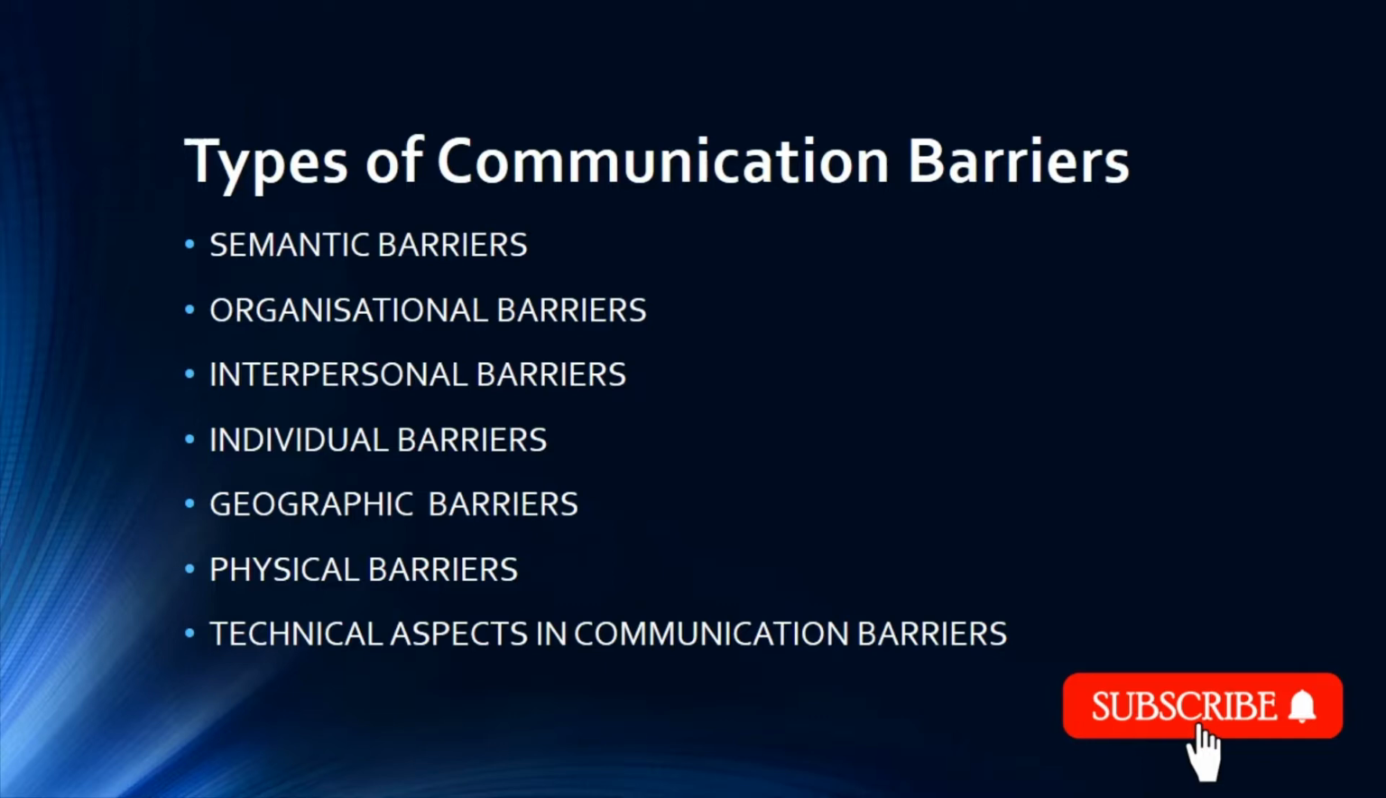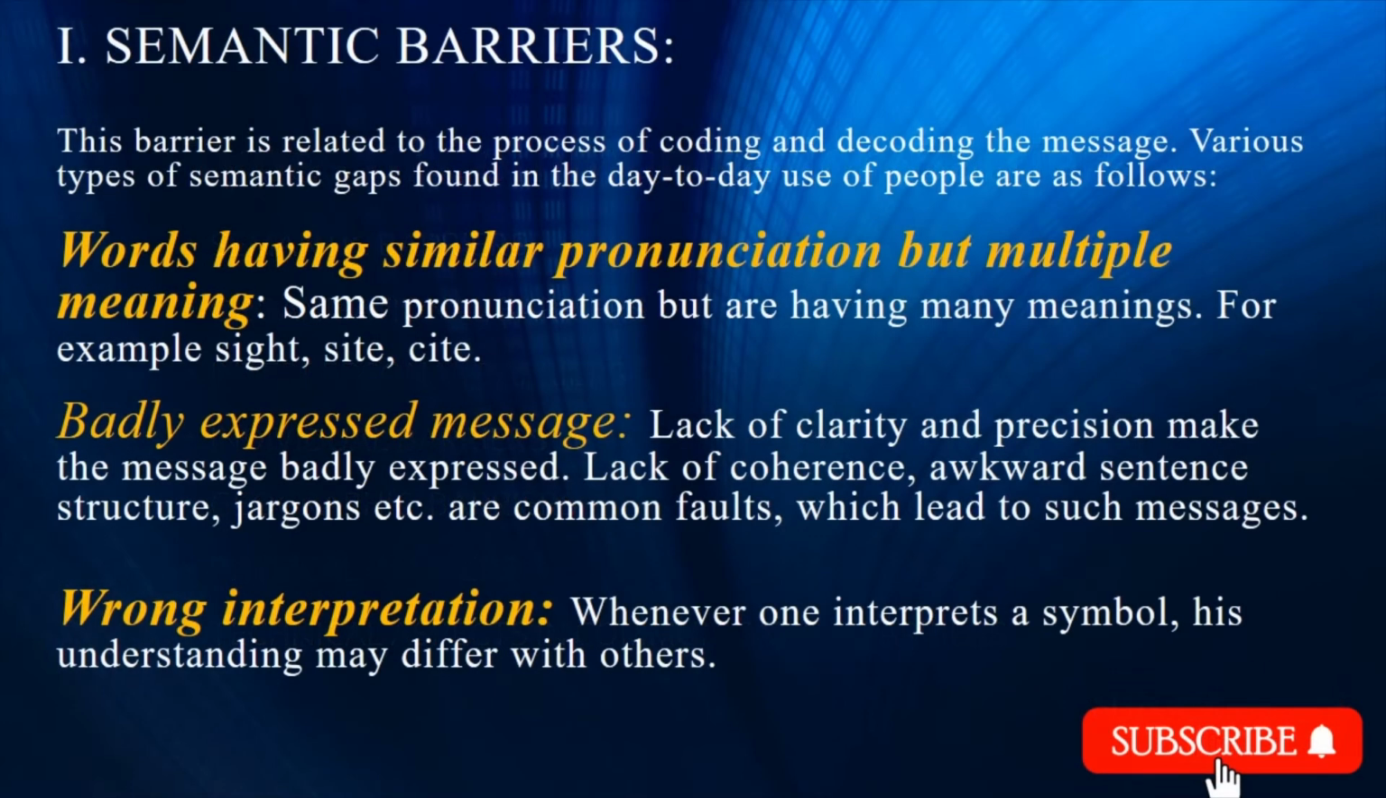The first one is semantic barriers, organizational barriers, interpersonal barriers, individual barriers, geographic barriers, physical barriers, and technical aspects in communication barriers. So, these are the different types of communication barriers, and now we are going to see the first one, semantic barriers.